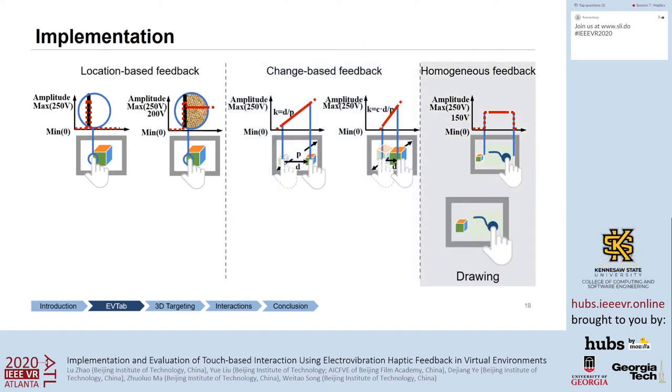To enable drawing and writing, we use one finger to activate the edit window and draw in it. We provide homogeneous feedback to simulate the haptic sensation of real paper or boards.